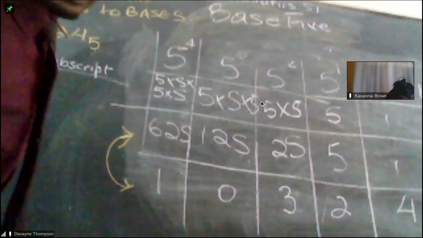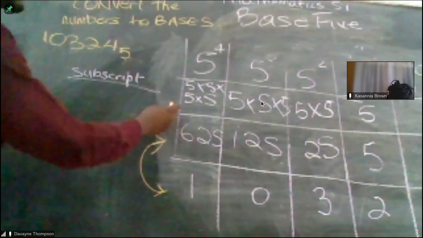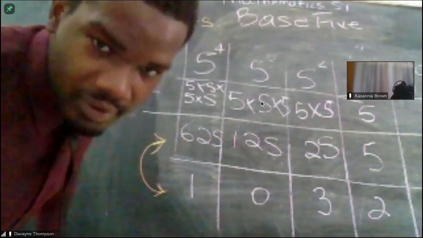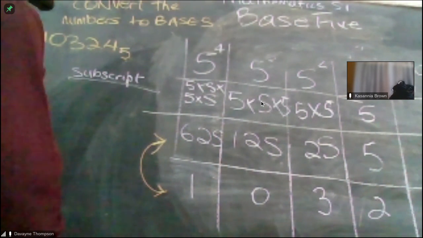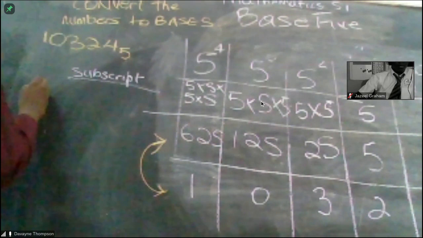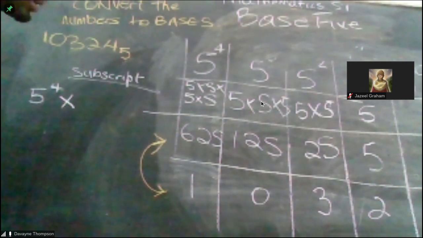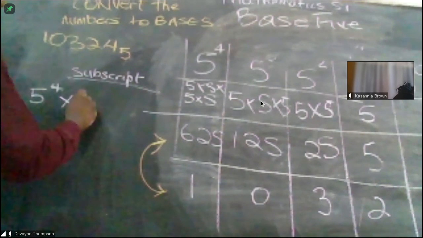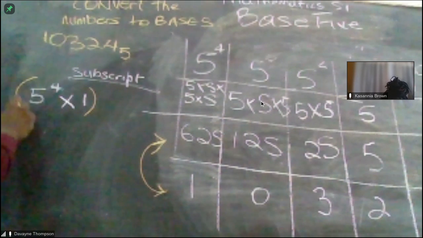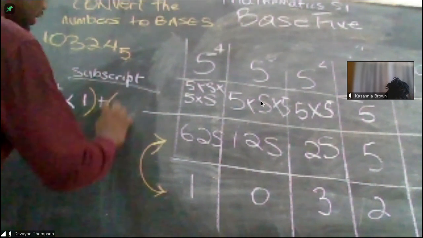So what was the power for 625, Cassandra? What was the power to express 625? 5 to the 4, right. So I'm going to say 5 to the 4, multiplied by what? 1. And I'm going to add that to the next row. So let me put that in brackets for you. 5 to the 4 multiplied by 1 plus, Nicholas, what's the next row?